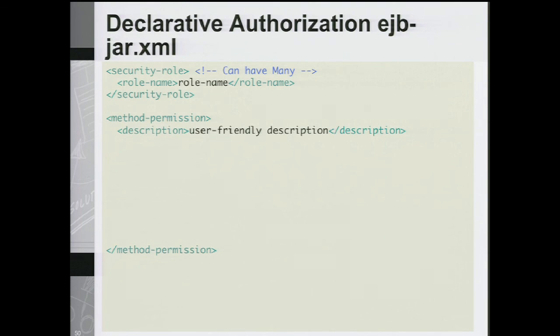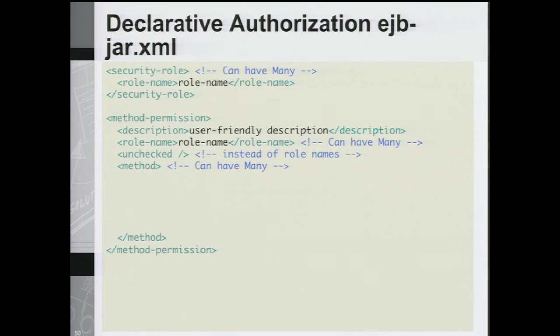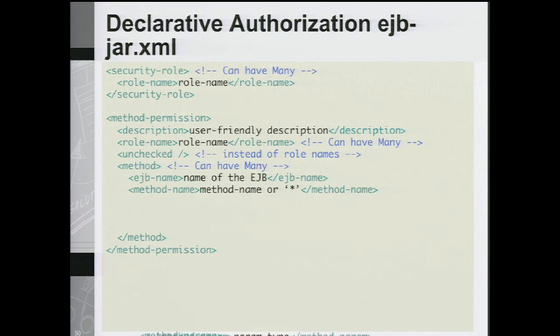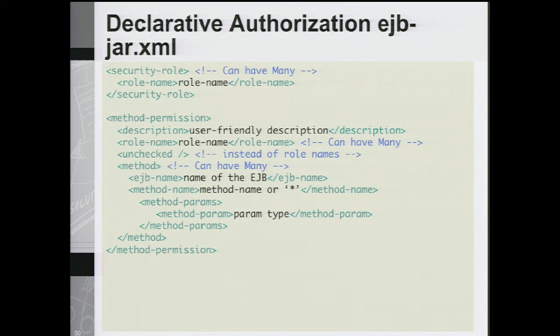We start with a user-friendly description, and then it's a little bit different from the web tier. We start with a role name. You can have as many roles as you want. So you say what roles we're trying to permit. Or you can optionally say unchecked, meaning you're trying to open it up, saying any authenticated user can access my method, which we are going to mention in just a bit. So you either specify a list of roles or say unchecked, saying anyone can access it, as long as they're authenticated, that's fine. You should specify the name of the EJB that we're talking about and the method name. You could also use a wildcard, star, meaning it applies to all the methods in the EJB. And if there are any parameters, you can also specify the method params as well.